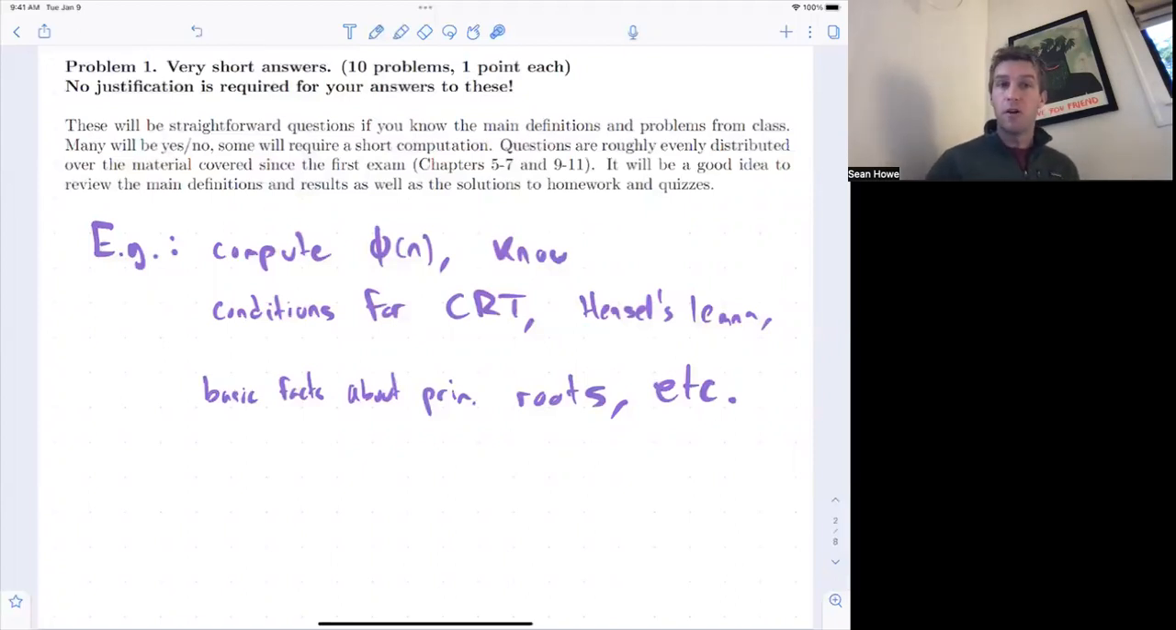Some of them will involve making a short computation, like on scratch paper. Some of them you should just be able to say right away, yes or no, if you know it, or if you look back on your note page, maybe you've written it there. So they vary in length and difficulty, but for all of them, you don't need to write a justification. You just give a short answer. Are there any questions about this? Again, it's very similar to last time, just there are half as many problems this time.